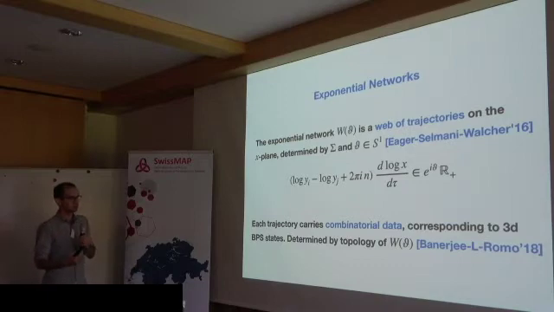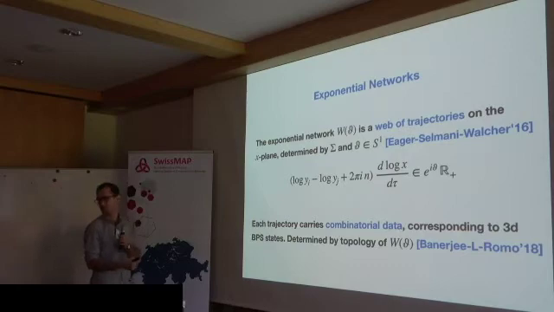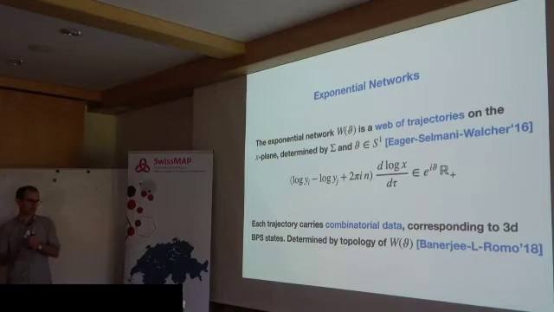But then in addition to this geometric data, which was formulated in this way in a paper of Eager, Banerjee, and Johannes Walcher, there's also some extra information attached to each of these trajectories. This corresponds to the spectrum of 3D BPS states. And one can show that this is determined by the topology of the network. This is a very long story. I'm not going to get into the details, but feel free to ask if you're interested. This combinatorial data attached to trajectories is what we worked on.